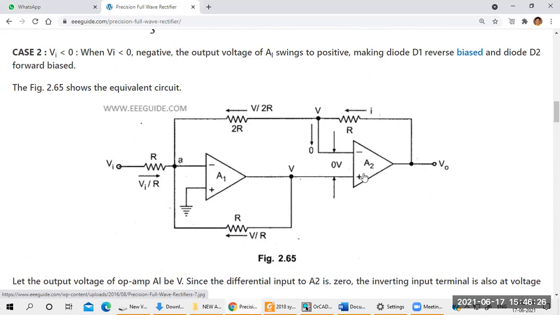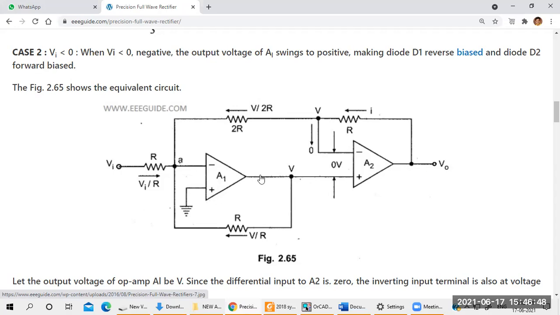Again, there is no inverting here. This one is the non-inverting. Non-inverting means there is no phase shift here. We already got the positive cycle from the A1 output here. The same thing will give an output from the op-amp here, the output of the A2 op-amp. Input is negative, output is positive here.